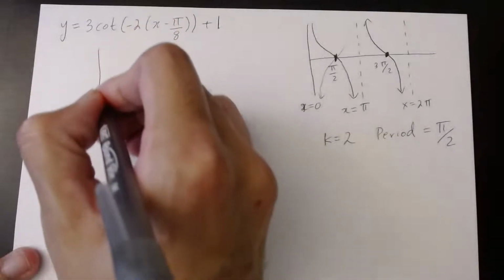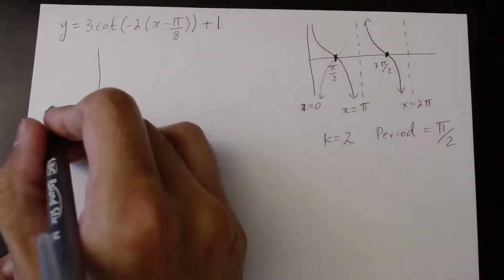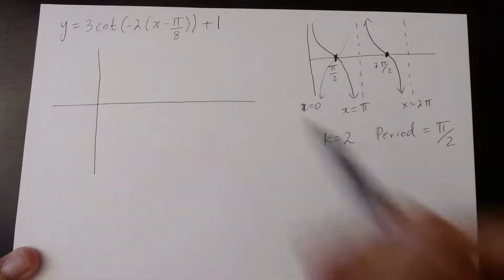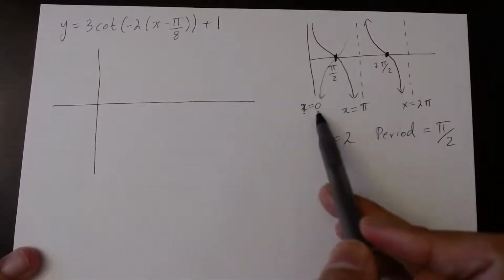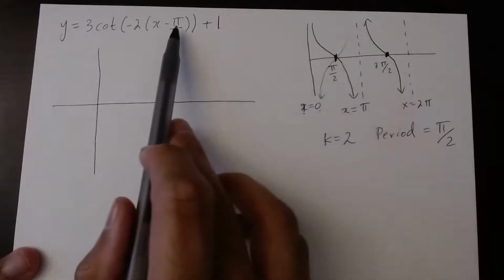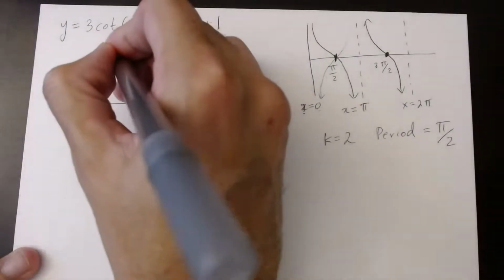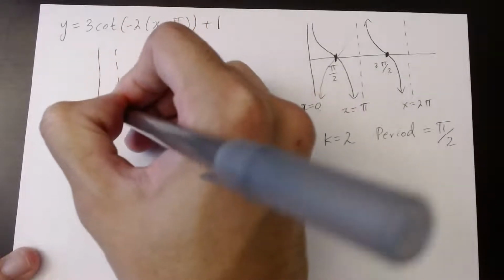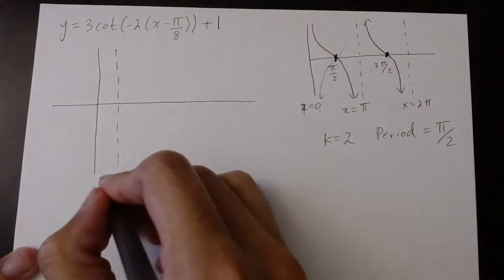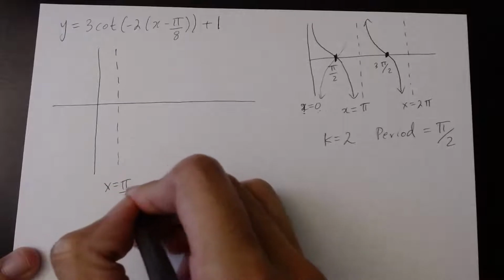For a cot function, I always start with my first vertical asymptote, the one at x equals 0. You have to start with this one. In this case, it's going to be shifted to the right by pi over 8. So my first vertical asymptote is at x equals pi over 8.